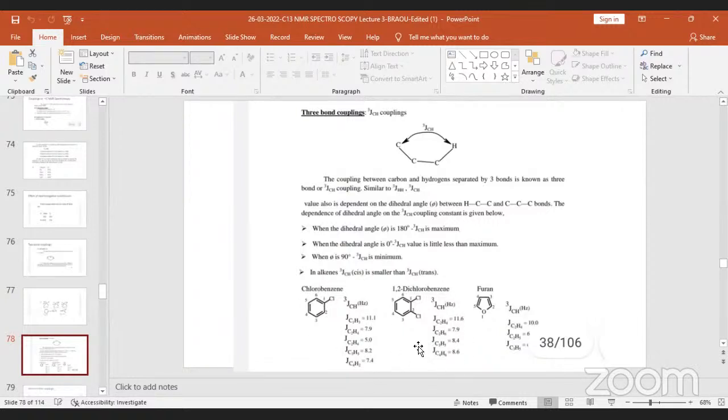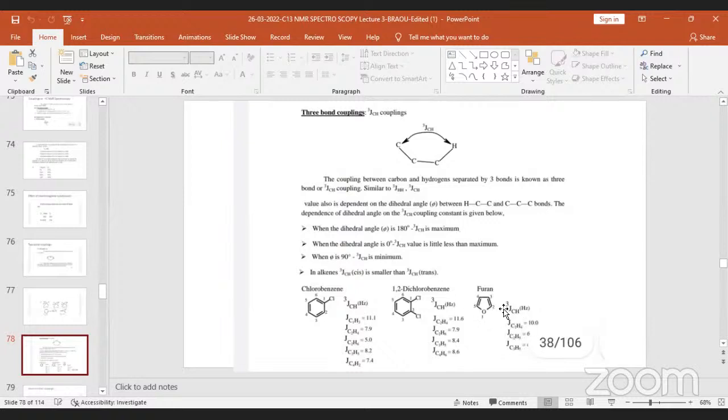Okay. This is just to make you understand, you need not remember any of these values, just try to remember ranges, as in the case of Proton Nmr. And it is similar to your vicinal couplings in Proton Nmr. So dichlorobenzene, some values I have given you. Furan also I have given you.